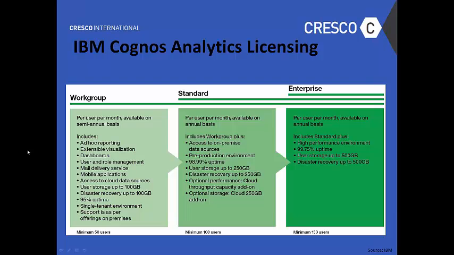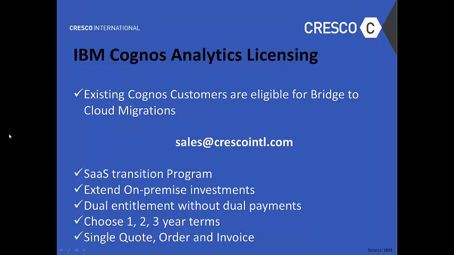The standard option is a per month with an annual basis contract with a pre-production environment, including higher storage and disaster recovery, and added options for performance and storage. The Enterprise Edition provides a higher performance environment with greater uptime and 5 times the storage per user and disaster recovery compared to the workgroup option. You can always grow slowly, and that's the beauty of this, and build the model you're using as you grow with the different choices that you have. Let's go on to the next slide.